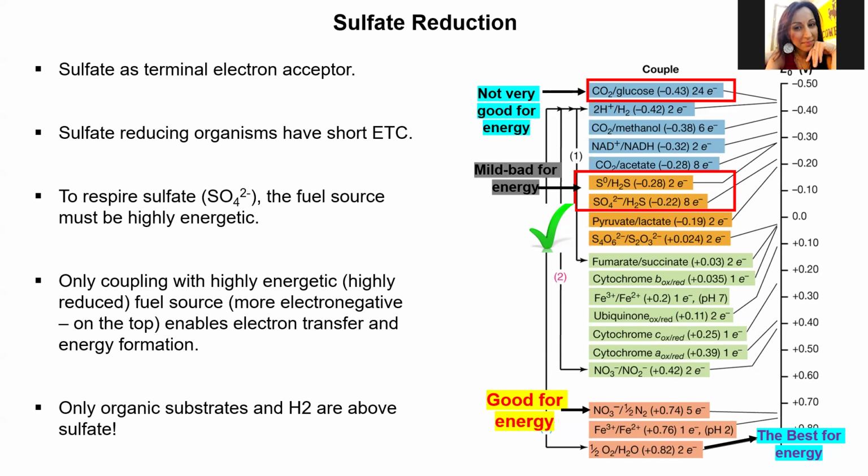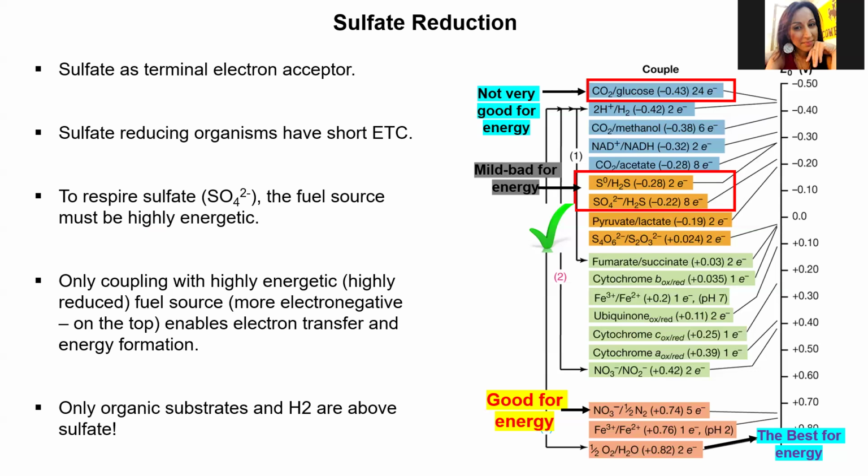So labeled here, it's what we say is a mild base for energy. That means it's not really bad, but it's not the best. You can use it, but it's not going to generate a lot of energy. But if you can couple sulfate respiration with something very full of electrons, something very good for energy, then you can generate a lot of proton motive force.